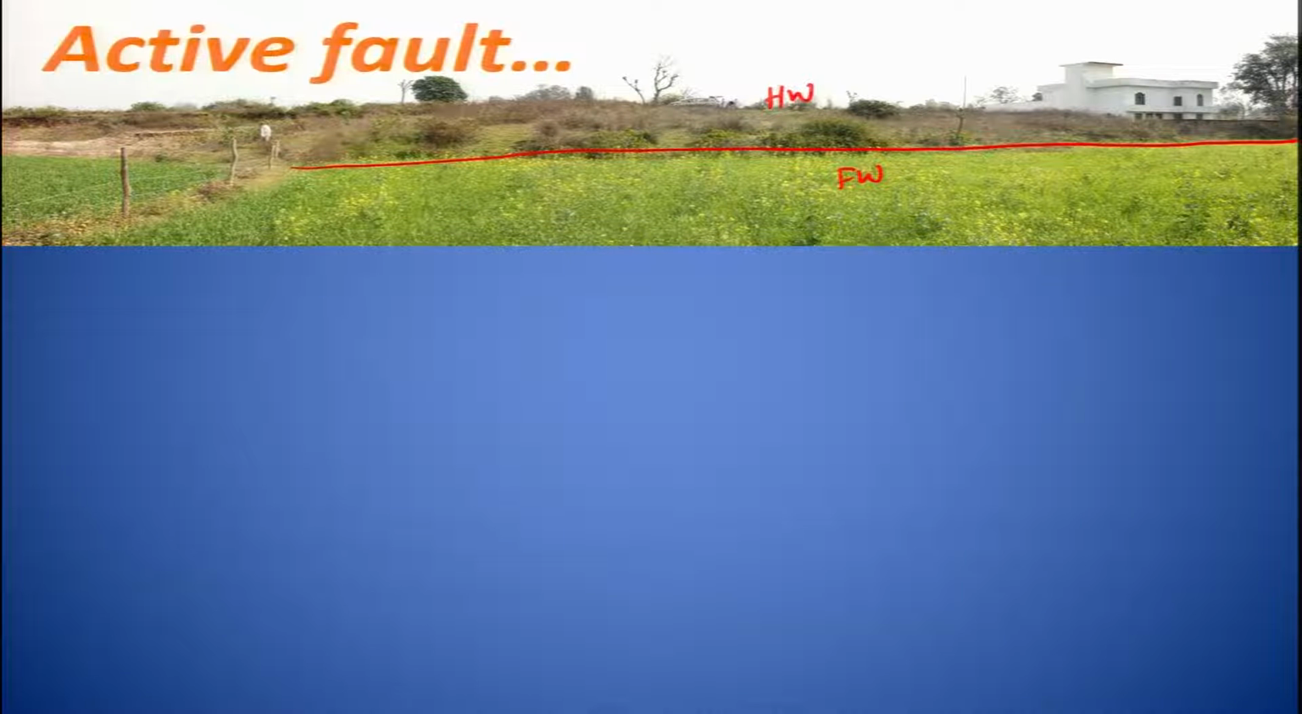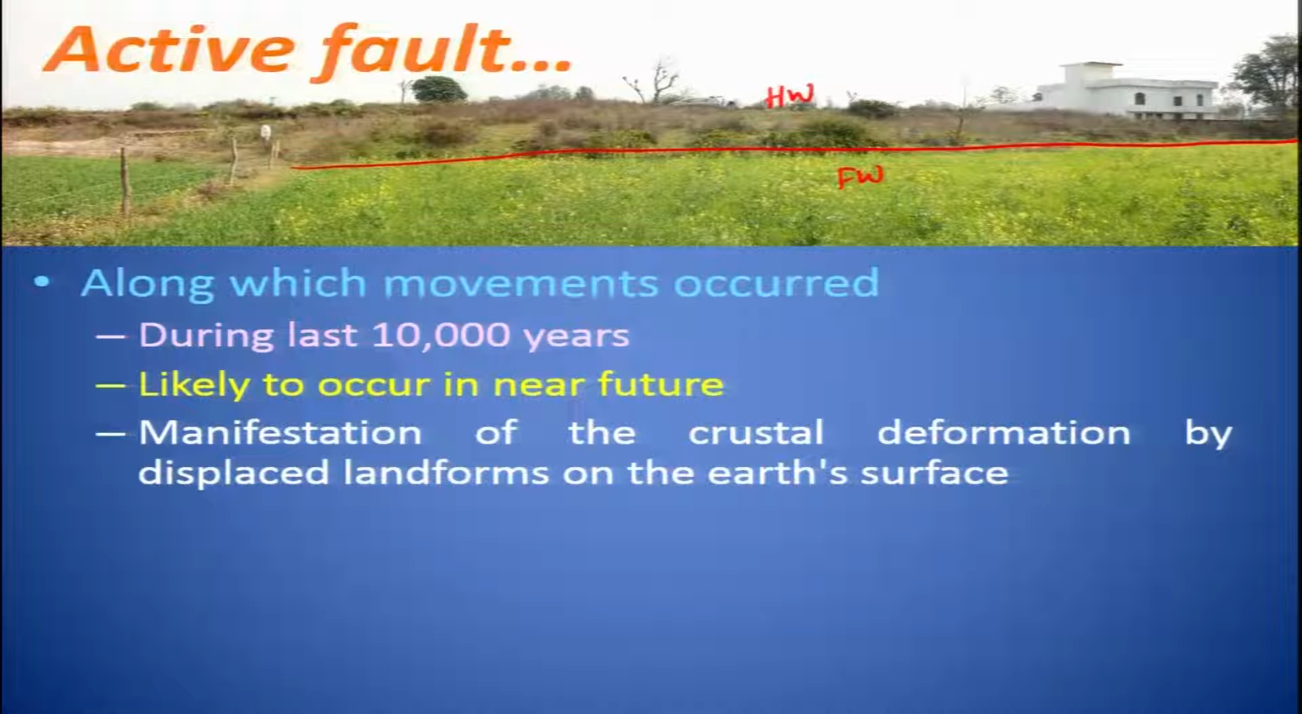Now, the importance is that the active faults are the faults along which movements have occurred in the past, in the last 10,000 years. So, if we come across that any displacement has been recorded on such features or such faults in the last 10,000 years, then we consider that as an active fault. These faults are likely to trigger earthquakes in the near future, and the active fault is the manifestation of crustal deformation by displaced landforms on the earth's surface.